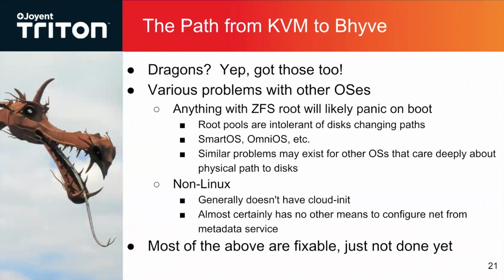If you're coming from other OSs, this is not as smooth of a path. So if you have anything with ZFS root, it's probably going to be unhappy because ZFS is intolerant of the root pool's disks moving around. This is something that can be fixed. I fixed it in Solaris. I believe that there's other efforts out there to fix it in illumos, but I don't think it is present in illumos or any of the downstream distros.